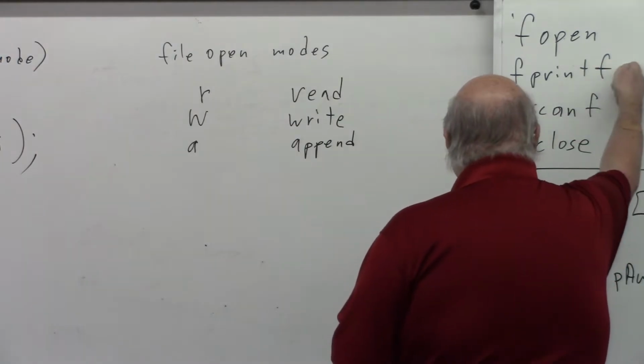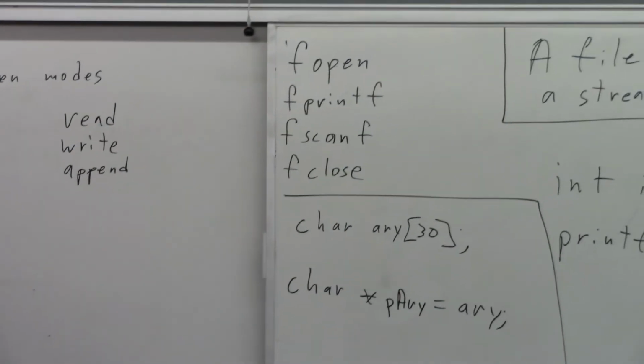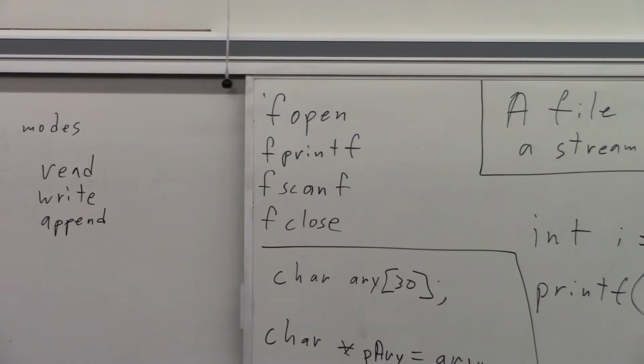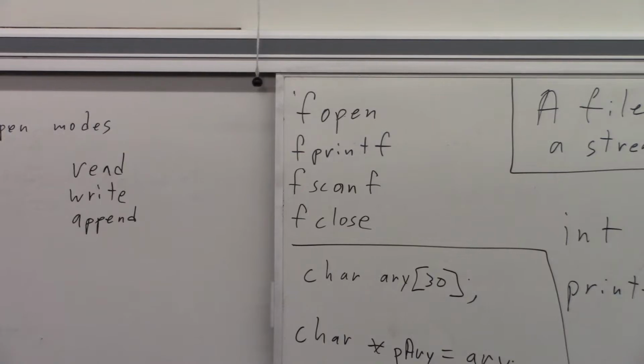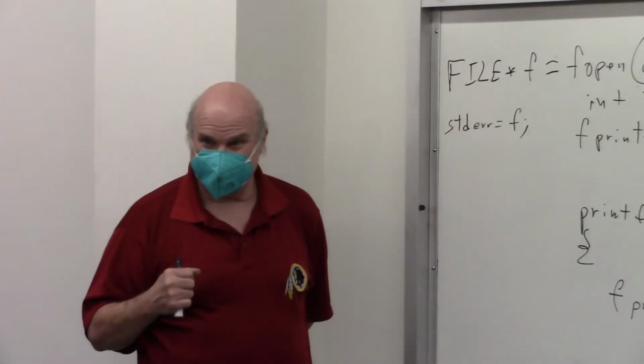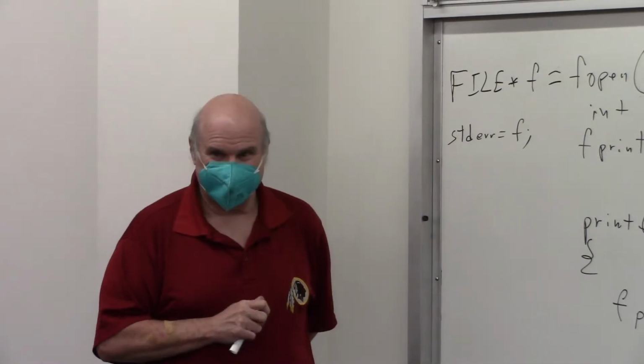Okay, fprintf and fscanf. They are simply used to do the same thing printf and scanf do, except to a specific file and from a specific file, whatever file you give it. Fclose is obvious. Fclose is the reverse of fopen. It just closes the file you opened with fopen.